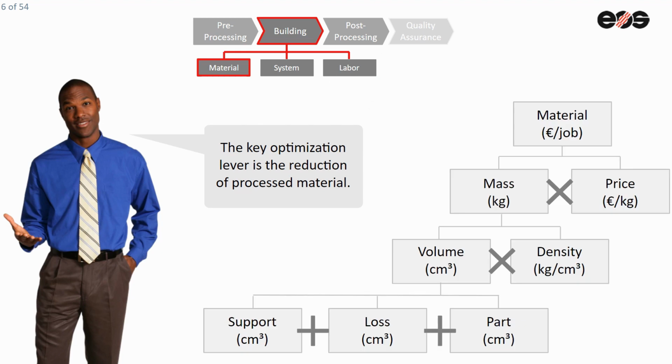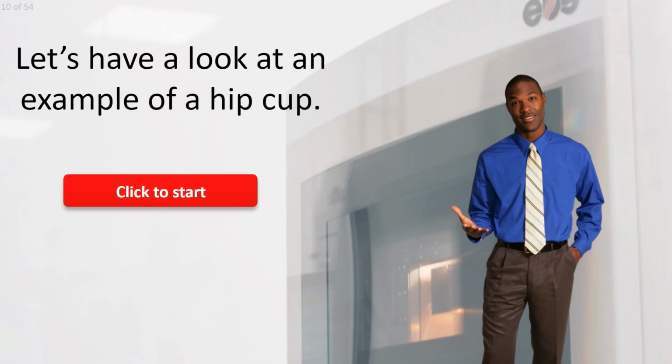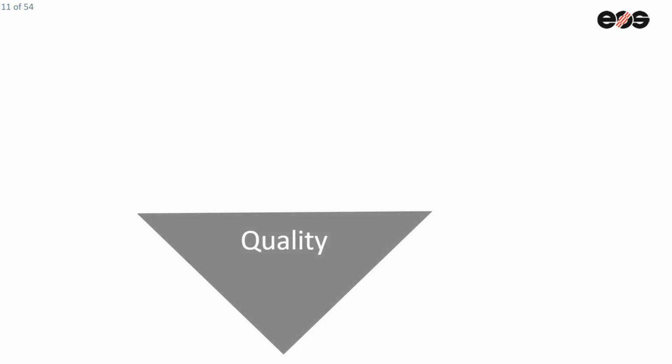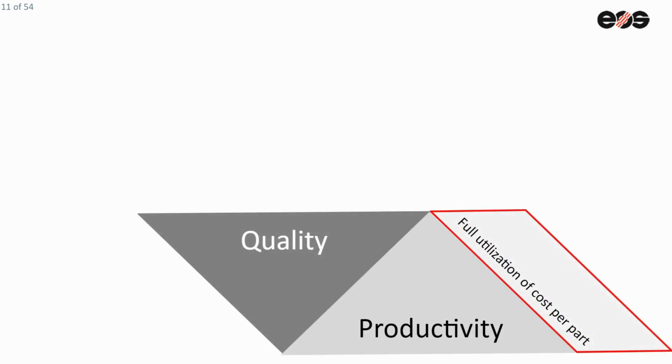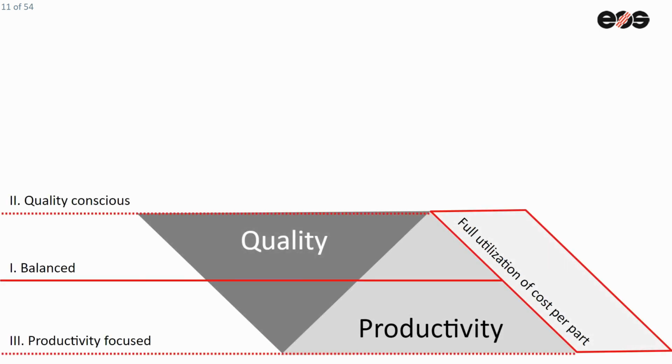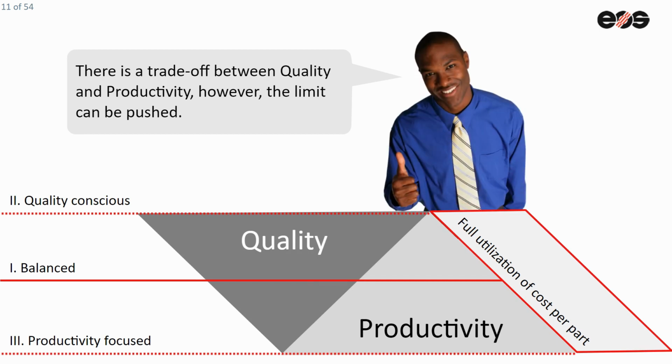The material costs, as shown in the flow chart, explain what the cost levers are and how it is distributed and calculated. So far, we have an understanding of system and material costs. We can now take an example of a hip cup and see how we can optimize application-specific parameters. There is a trade-off between quality and productivity, so we as consultants create a win-win scenario for our customers. We will take the example of the hip cup to explain quality and productivity.